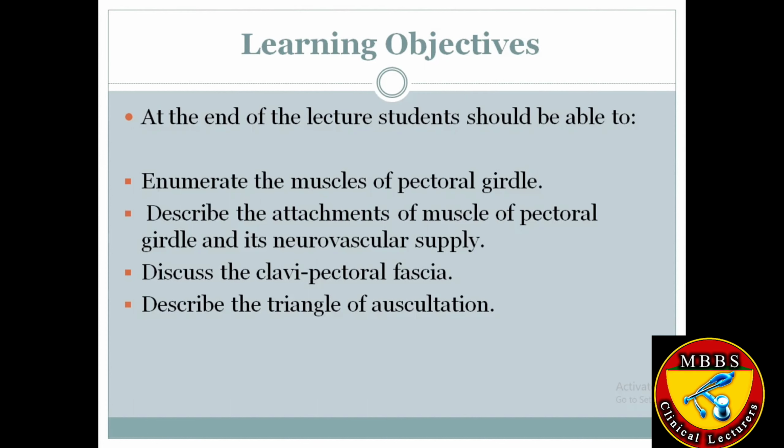Learning objectives: to enumerate the muscles of the pectoral girdle, describe the attachments of the muscles of the pectoral girdle and their neurovascular supply, discuss the clavipectoral fascia, and describe the triangle of auscultation.